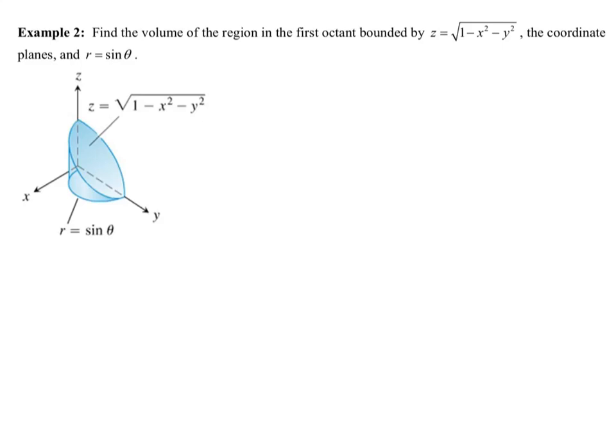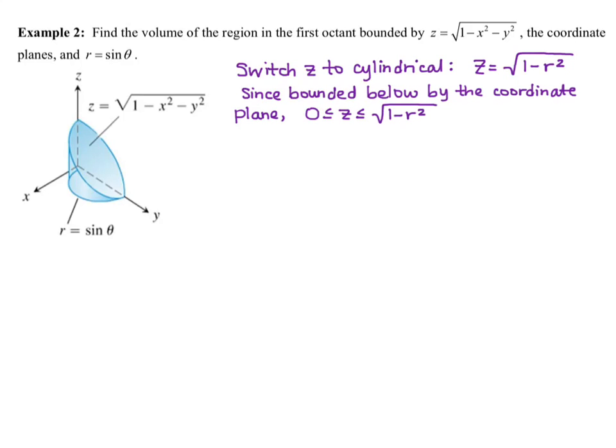It's bounded on top by a piece of a paraboloid, and on bottom by the xy plane. Okay, first thing I want to do is switch z to cylindrical coordinates, and z equals the square root of 1 minus r squared if I do that, because x squared plus y squared is r squared. So since we're bounded below by the coordinate plane, I'm going to get 0 is less than or equal to z, less than or equal to the square root of 1 minus r squared.